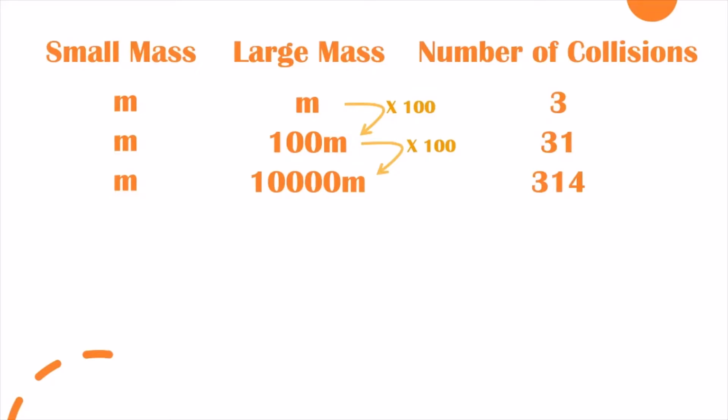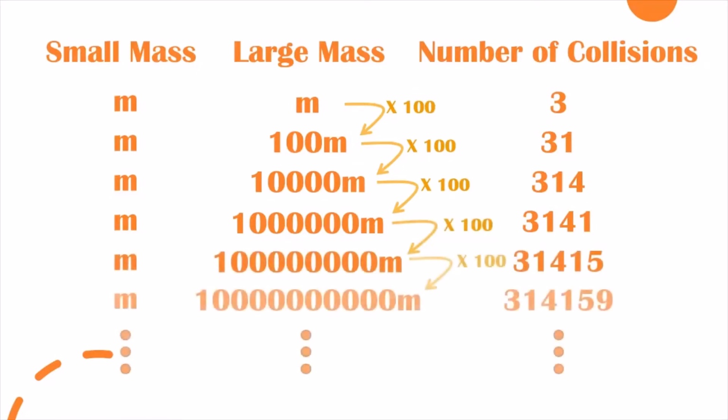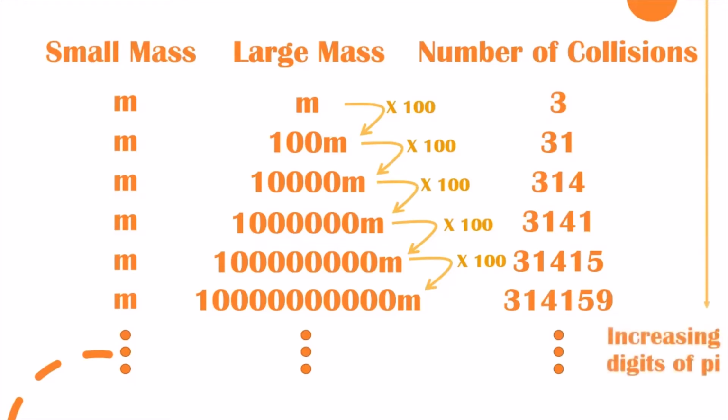The large mass keeps going up by a factor of 100. The next scenario, the number of collisions is 3,141, and then it's 31,415, and 314,159. Do you notice a pattern? Well, the collisions are actually counting the digits of pi. When the large mass is some power of 100 times that of the small mass, then the collisions will count pi.